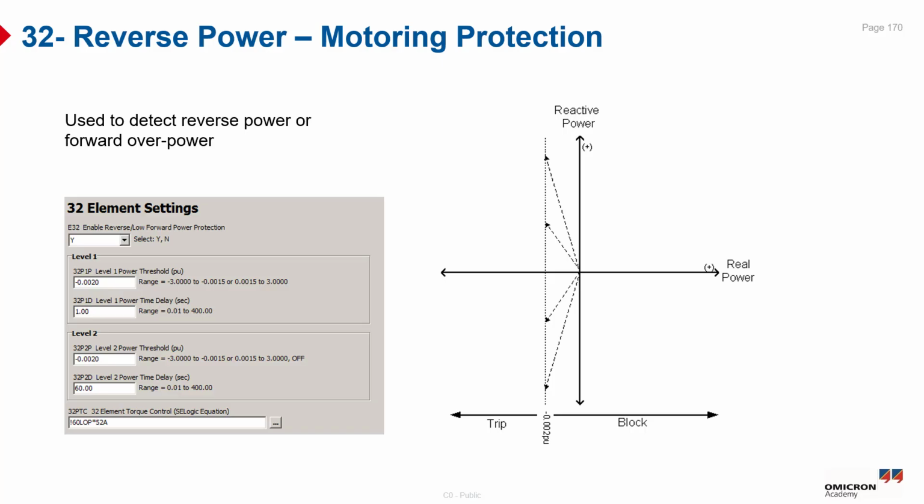You can see from the screen here the PQ diagram to check the power setting. Here is the SEL relay parameter setting, and as you can see, the power level threshold is equal to minus 0.002, and the level 1 power time delay is equal to 1 second. Also we have a level 2 with the same threshold but with a delay time equal to 60 seconds. You can see here the 0.002 per unit, which represents the reverse power setting.